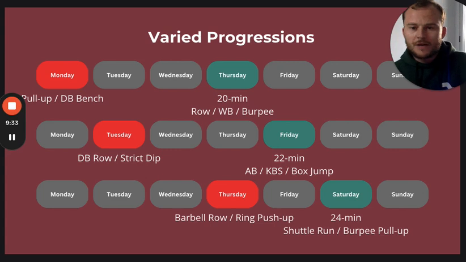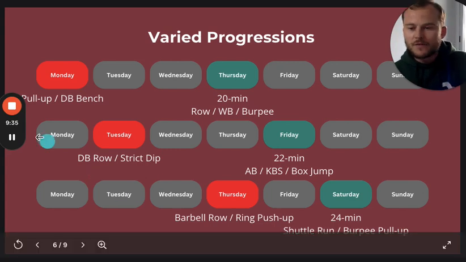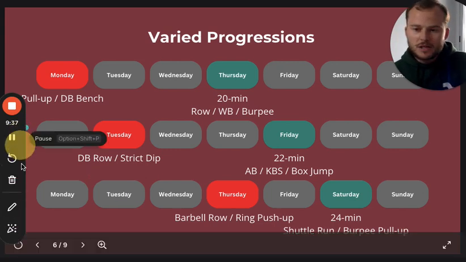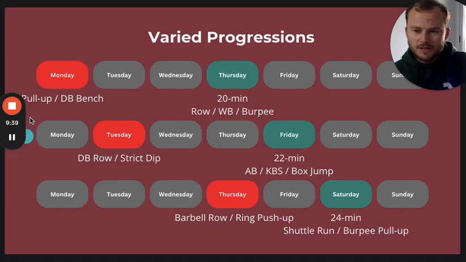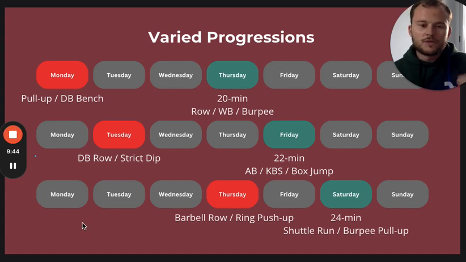Then you have varied progressions. Now for the varied progressions, this is going to be more, let me see if I can move this. Cool. So this is going to be more of just general, okay, we are going to be working through this time domain or the movement patterns, and you're a little bit more loose with what you're doing. So for this example, we have an upper body pulling and an upper body pushing superset.